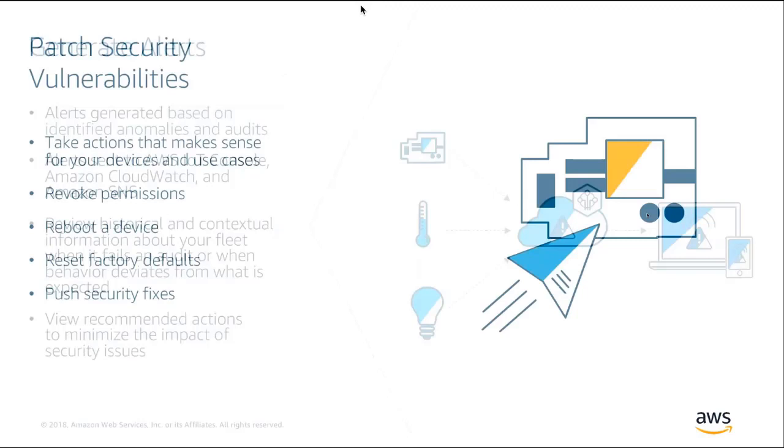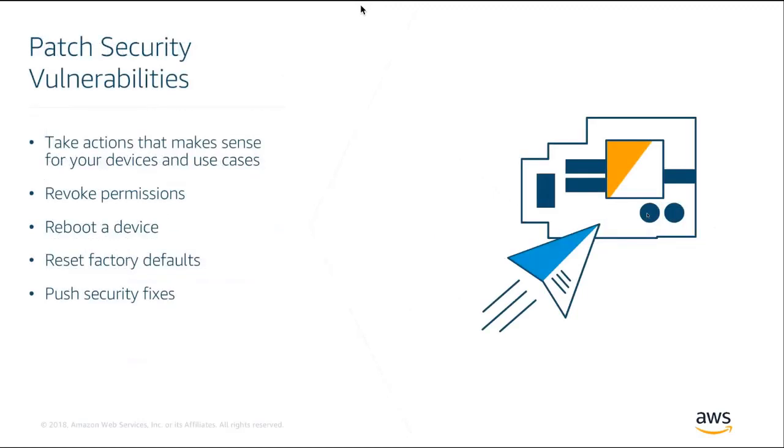And the last step, once you have this notification, is really to be able to take action. So now you can go ahead and start patching security vulnerabilities. Maybe that means you're revoking certificates or removing permissions, or you're pushing out a firmware update so that you can essentially patch a security issue that might have existed with the previous version.